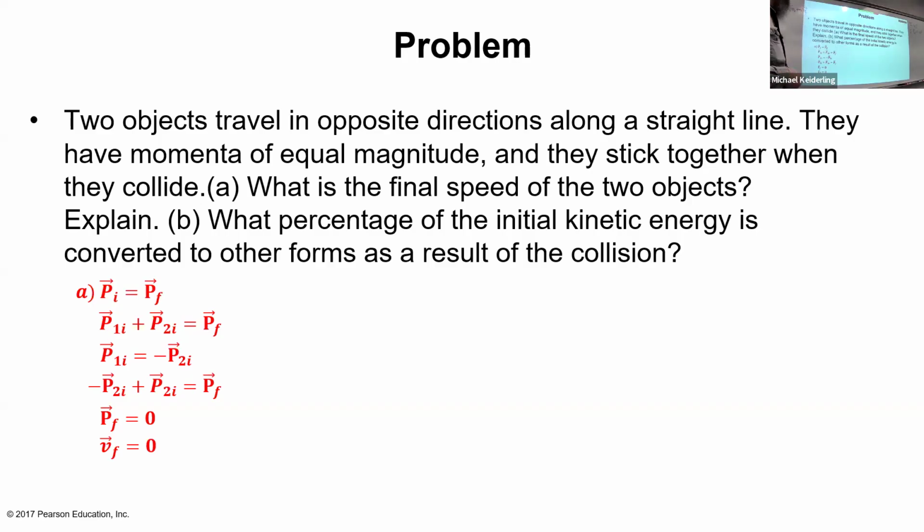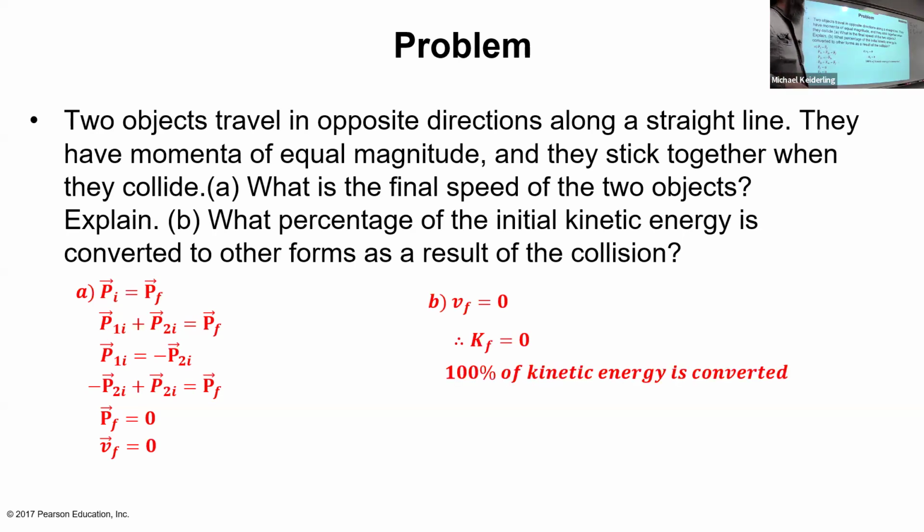Our final velocity is just the final momentum divided by the total mass, because they stuck together. Our final velocity is 0. Therefore, our final kinetic energy is 0. So 100% of the kinetic energy was converted into other forms.